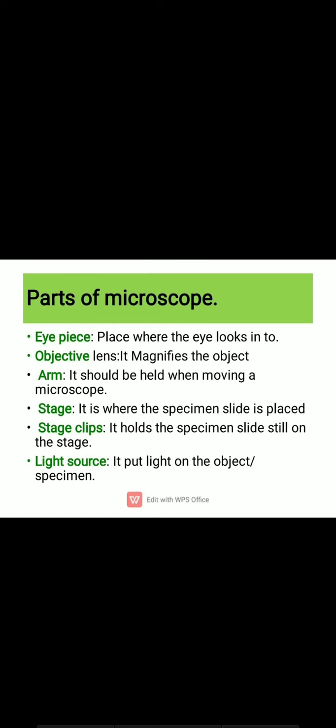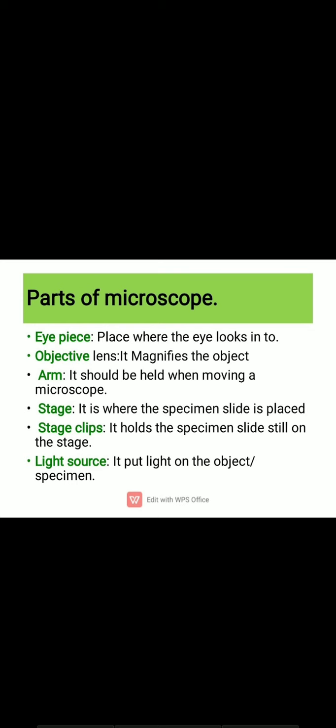The next part is the stage. It is where the specimen slide is placed, means the place where you will put your specimen slide. Stage clips hold the specimen slide still on the stage. When you are putting something on a microscope, there is a chance of that thing moving. So that's why stage clips are there, to give it grip on a microscope.